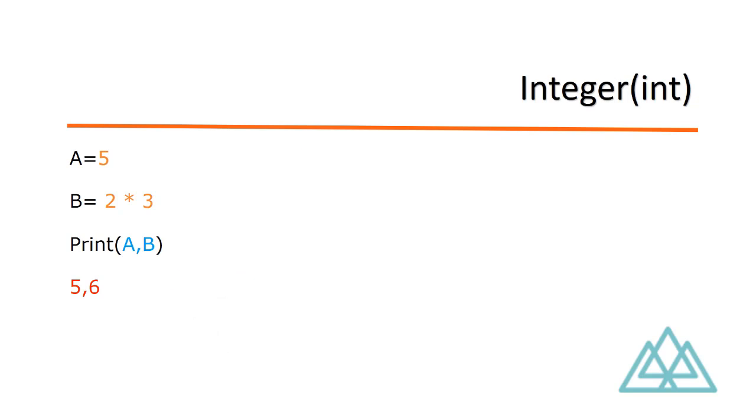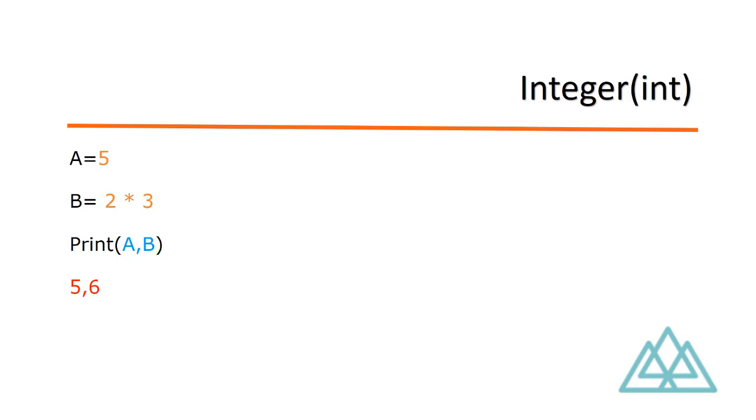And the third one is integers. Integers are whole numbers, like a equal to 5, b equal to 2 times 3. And if you print these two variables, the answer will be 5 and 6 separated by a space.